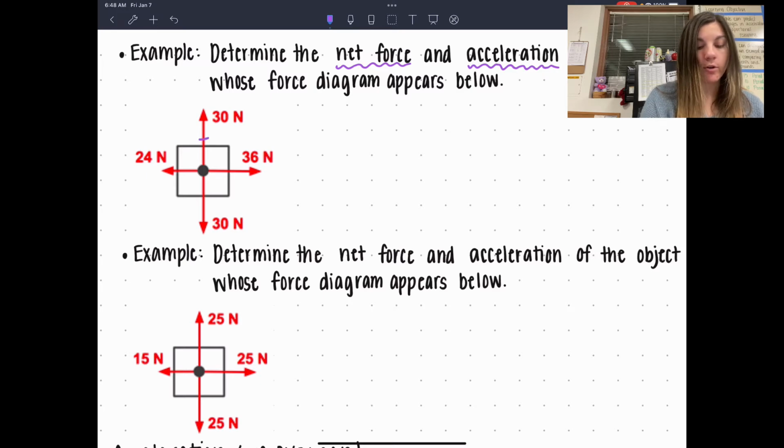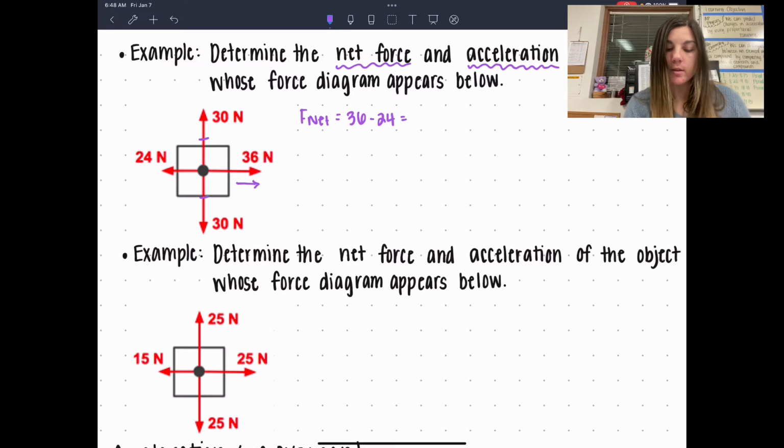So I can see that my vertical forces are equal and balanced. My horizontal forces are not, though. I'm going to have an unbalanced force or leftovers in the right direction. So my net force is going to be the difference between 36 and 24. And when I take that difference, I get 12 newtons for my net force. And the direction on this is to the right.